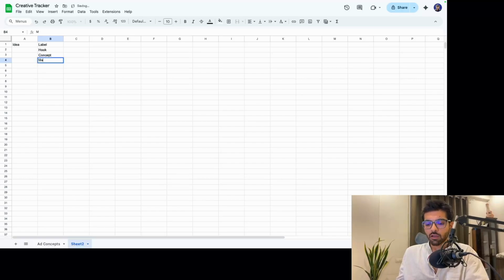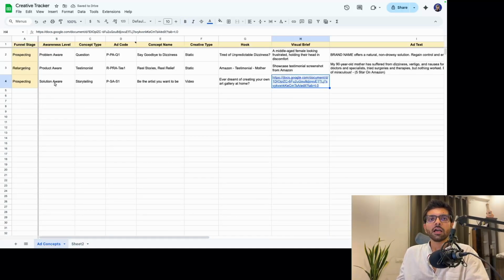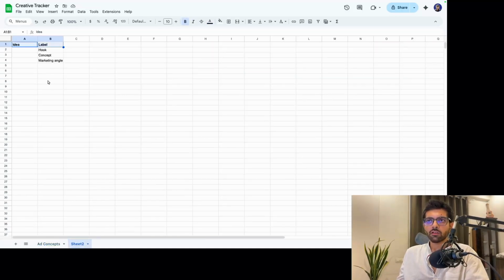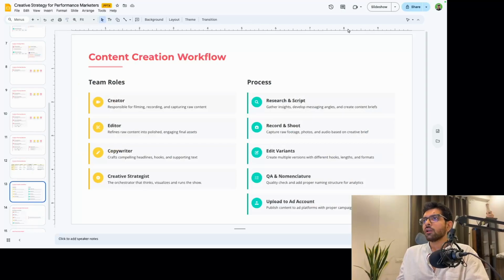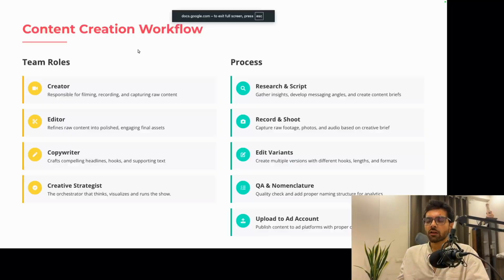This is a marketing angle idea, whatever it is, right? There are different names that you can utilize, but you can keep dropping your ideas. So whenever you have a pipeline to create, you already have a list of ideas to work on, right? For that particular project. Now, how the content creation workflow has to be.